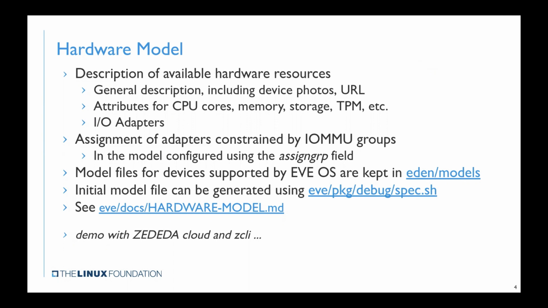And more importantly, it should contain attributes for CPU. That means how many CPU cores are available, how much memory is available on that particular device, what storage is available, attributes for the trusted platform module, and so on. And then finally, most of the model is actually a list of input-output adapters like network adapters, serial consoles, or VGA ports, and so on.